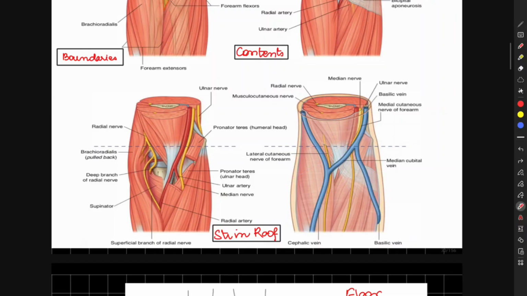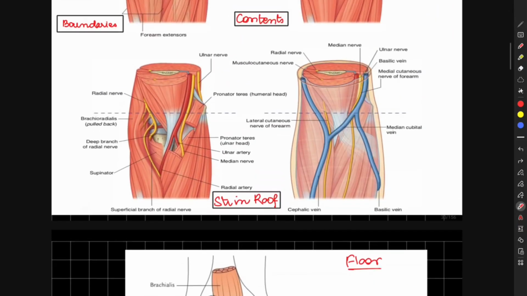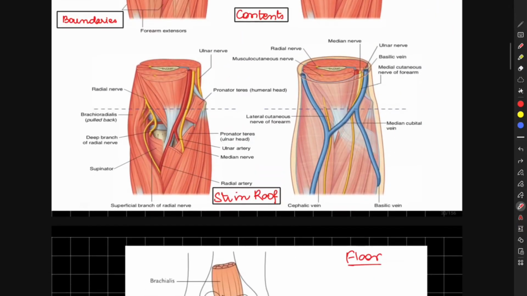Now here also, this is a diagram for the structures in the roof. You can see that this is the biceps tendon, then the cephalic vein, the basilic vein, and the median cubital vein. The median cubital vein lies in the superficial fascia, which is the content here, and along with it are two nerves: on the lateral side, the lateral cutaneous nerve of forearm, and on the medial side, the medial cutaneous nerve of forearm.